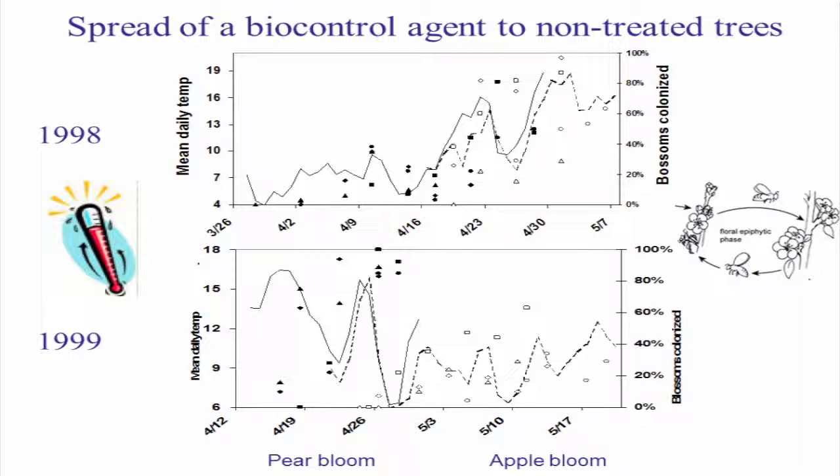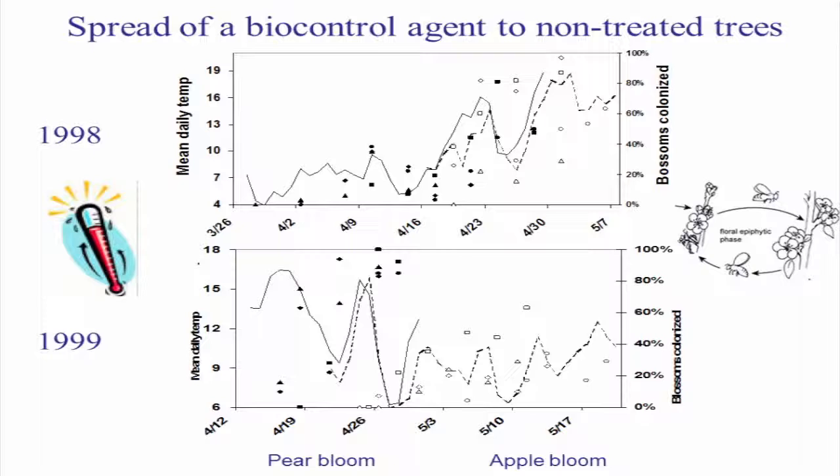The bees are coming to the flower. They're picking up whatever's there. They move the microbe to the next flower, and so on. So when it's warm, the biocontrol agent spreads, the pathogen's doing the same thing, and when it's cold, fire blight doesn't usually happen, right? So it's very much a temperature-driven disease.